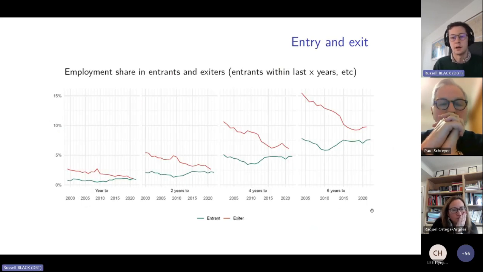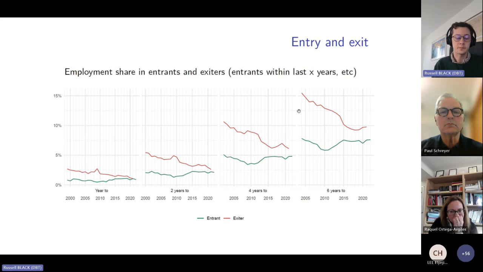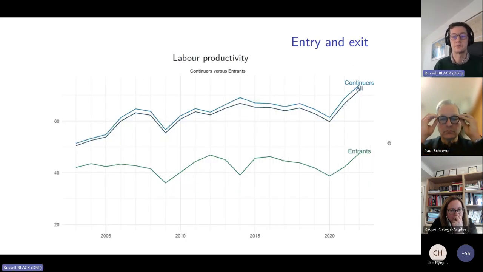Other things to note about the data: entry is falling over time. We have a lot of exiters before 2010, a lot of dynamism. This is a counterpart to the job creation, job destruction graph. In 2005, fully 15% of workers are in companies that are exiting, if it's exit over a 6-year interval.